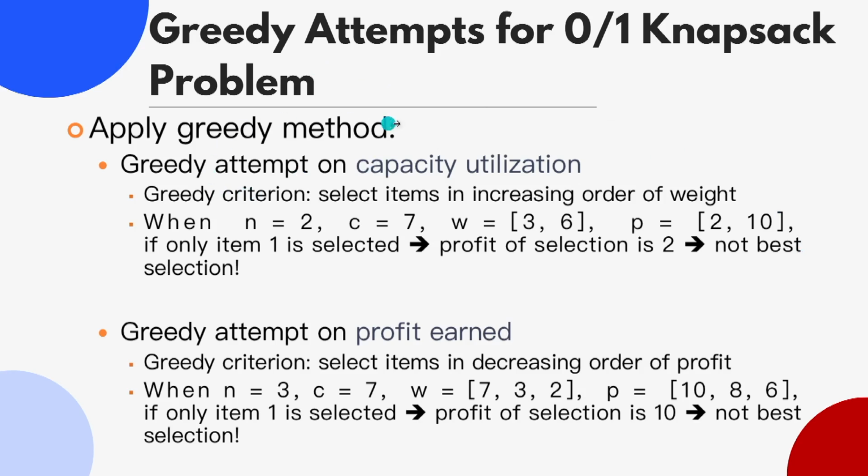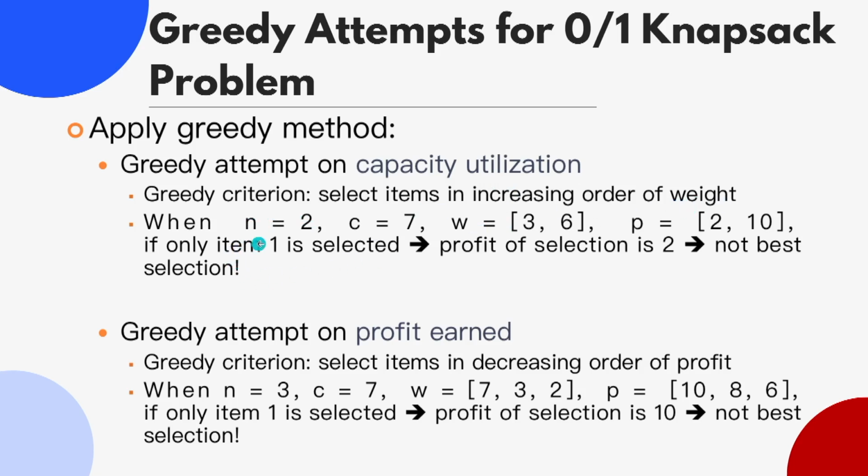This problem is usually solved with the dynamic programming approach, and the focus of this lecture is to solve the knapsack problem using the greedy approach. So, we are going to learn another class of knapsack problem called the fractional knapsack problem, where we apply the greedy approach. When we attempt to solve the 0 bar 1 knapsack problem greedily, we may try to utilize the maximal capacity. So, the greedy criterion is that we select the items in increasing order of weight.